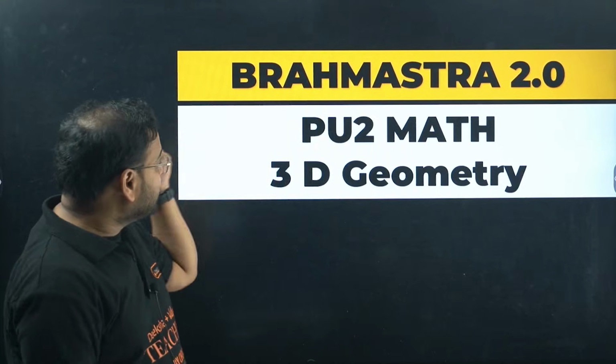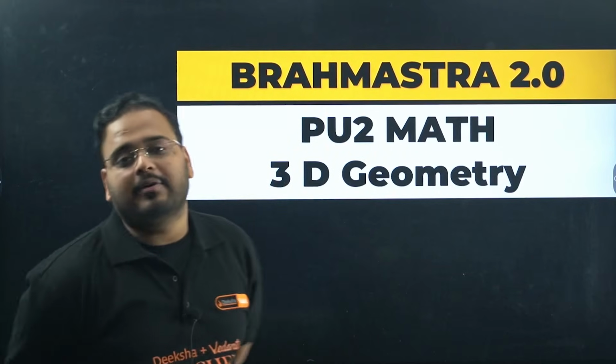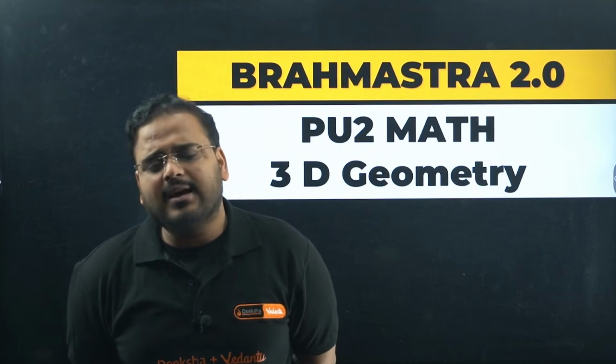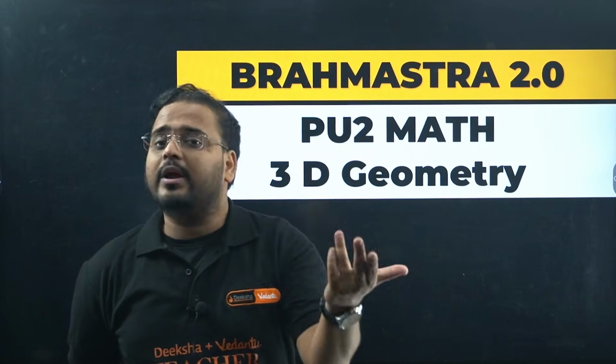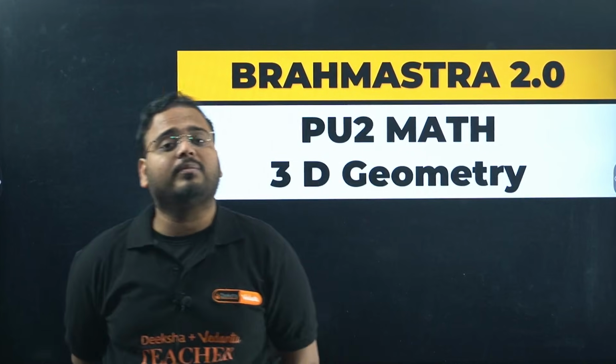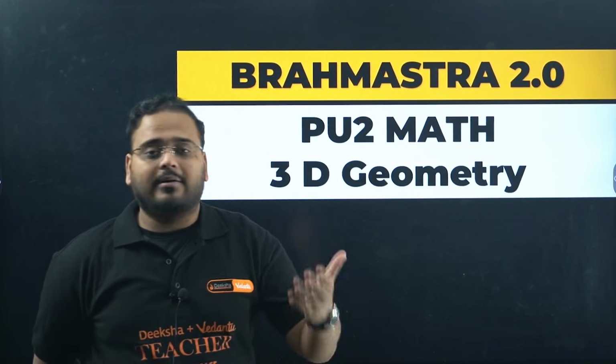Today in Brahmastra I have brought with me your 3D geometry. It is going to be a very important chapter. The reason is very simple: formulas are there, and if you apply them directly you get the result. We're going to cover many questions, whether it is 1 marker, 2 marker, or 3 marker, based upon the latest blueprint. We'll see that in the session coming right now.